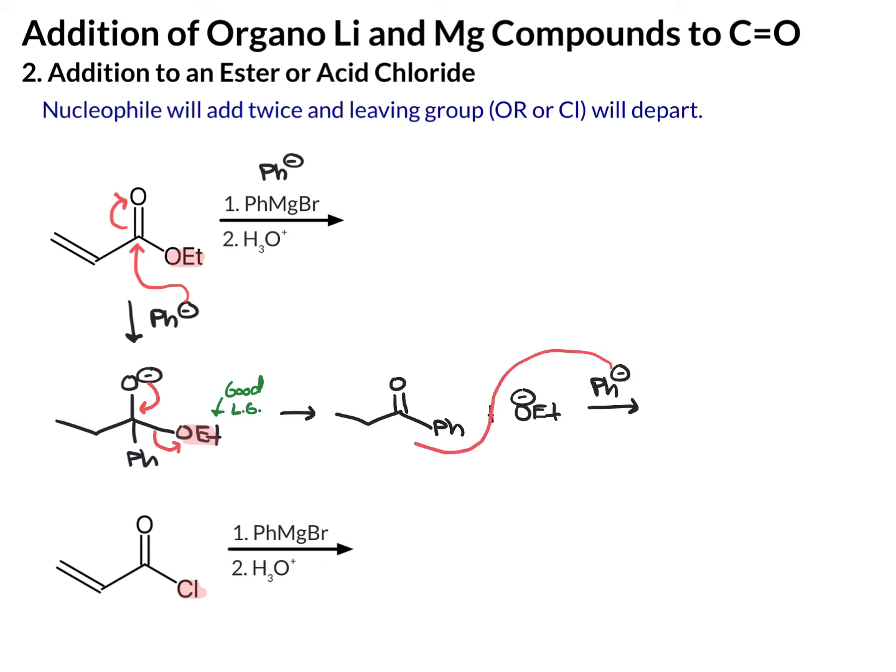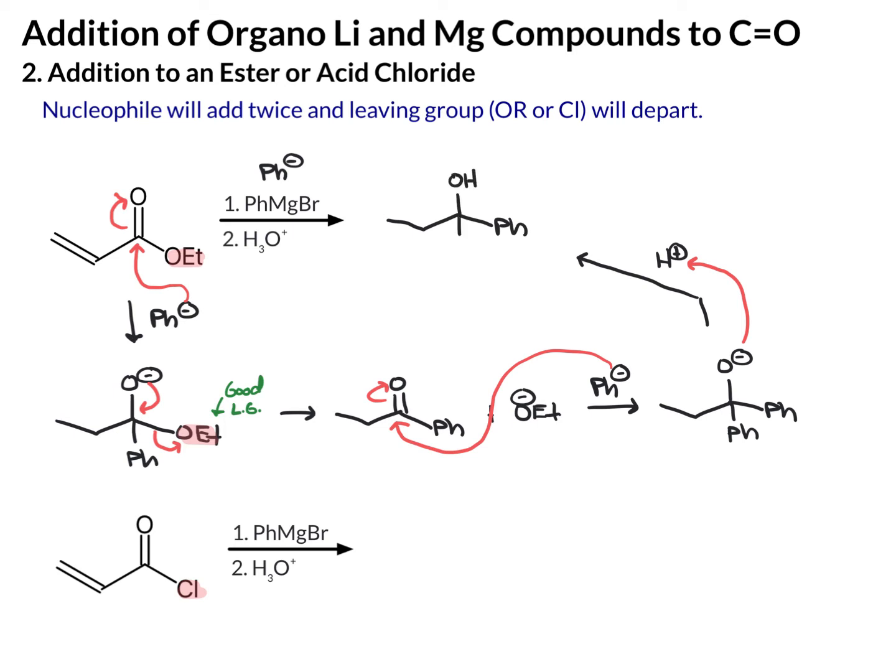So here's our second addition of the nucleophile. Now we're stuck at the tetrahedral intermediate with the O minus. There's no leaving group. So now we can do the protonation step and add the acid. And here we have our alcohol product.